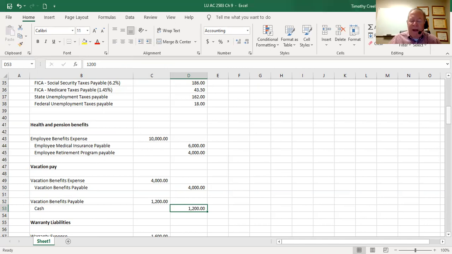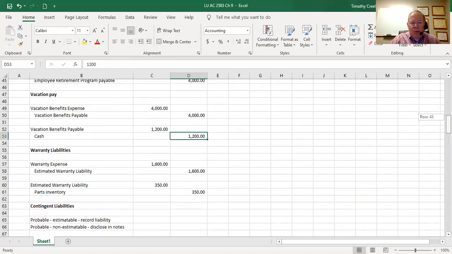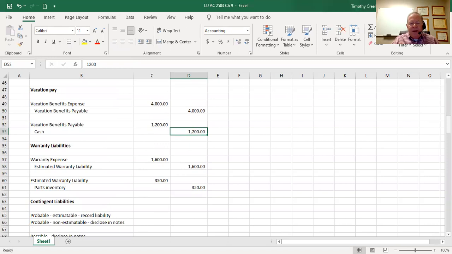So bonuses would be handled in a very similar way. They'd recognize the expense and recognize the payable up front, and when they actually had to pay the bonuses, they would take it out of the payable, debit the payable, and credit cash. Very similar to what you see here. Now, warranties. Warranties are another thing that's handled in this way as well. And notice again, all these payable accounts we're looking at are current liabilities. And remember, we're looking at current liabilities in this section.